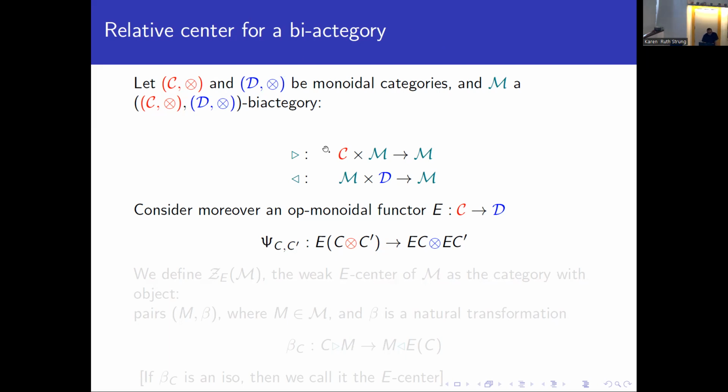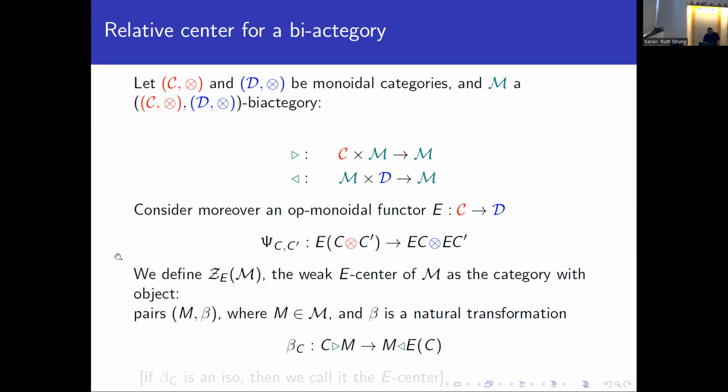But we don't know if it's just random by category. We cannot really have a center on it. But in this case, our monoidal category is related by some monoidal functor, or maybe some of you will call it an oplax functor, where the functor E satisfies this condition: if we apply C tensor C on E, it will map into EC tensor EC bar. And the center of M relative to this monoidal functor E, we call it the weak E-center.